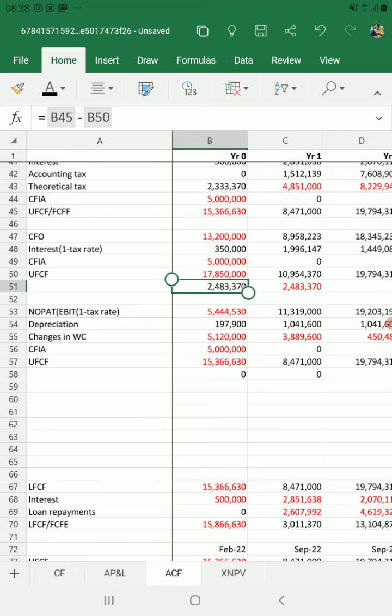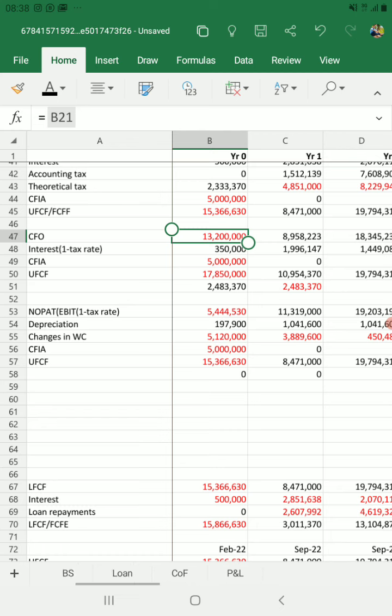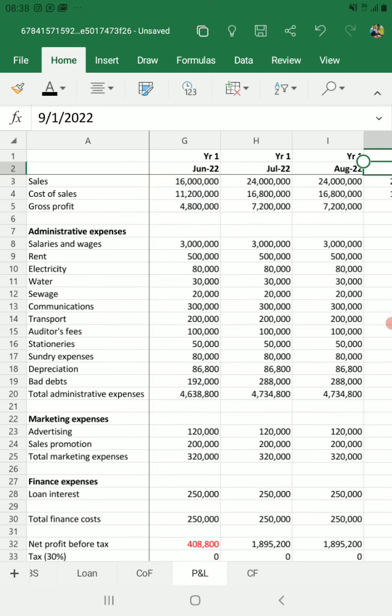Why? Because we have adjusted for the loss. Theoretical tax has also been computed on the loss figure. But in the cash flow, our cash flow from operation is picked from a summary. Our annual cash flow is the summary of our monthly cash flow. And in our monthly cash flows here, let's start from the P&L. Here's where we will understand better.